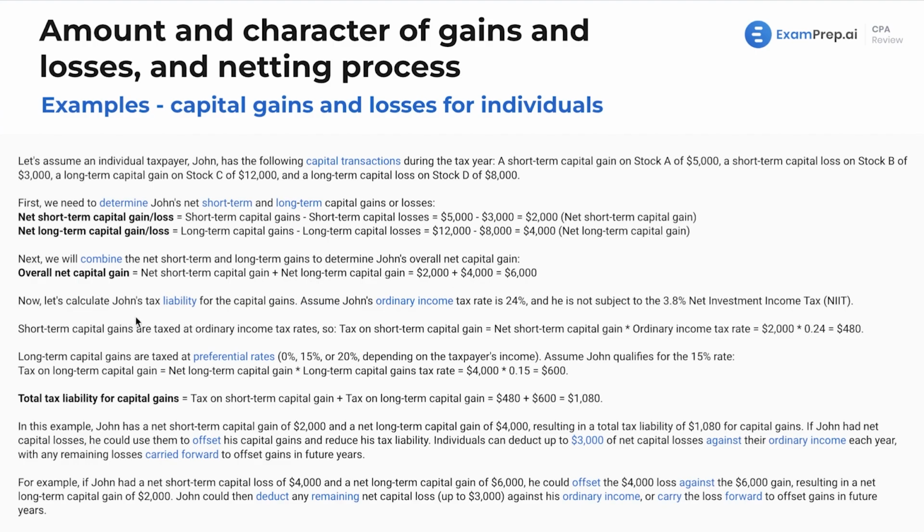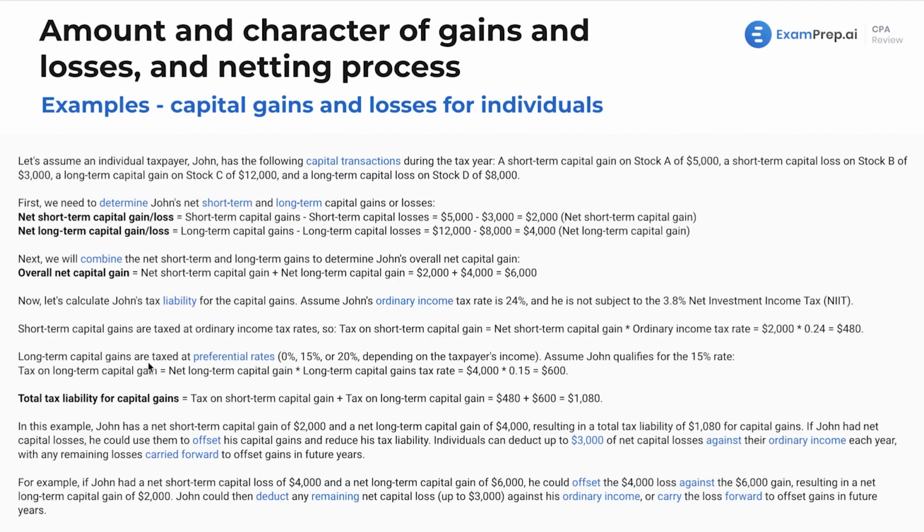Next up, we're going to calculate John's tax liability for the capital gains. Assume that John's ordinary income tax rate is 24% and he's not subject to the net investment income tax. Short-term capital gains are taxed at ordinary income tax rates. So the tax on the short-term capital gain is going to be the $2,000 times 24% for $480.